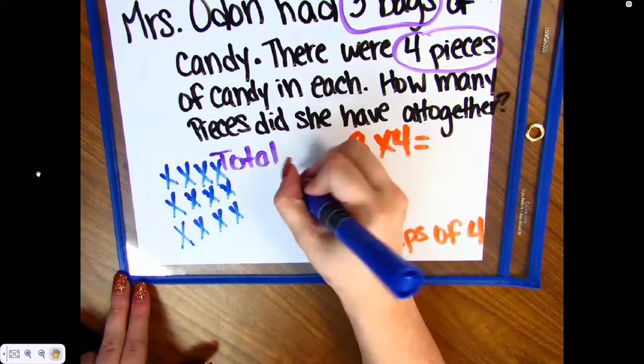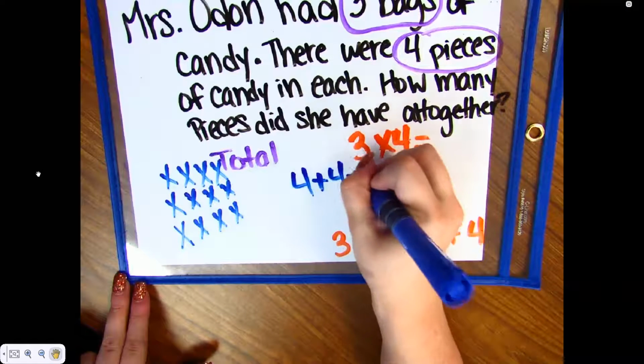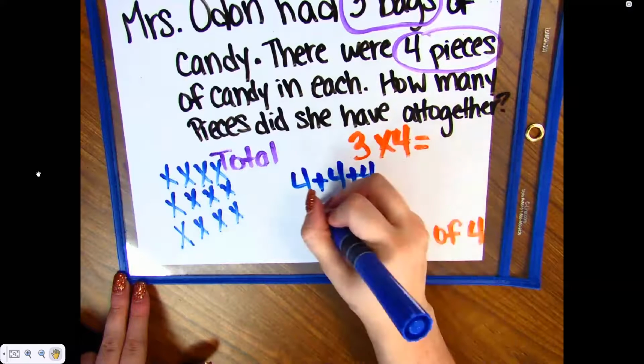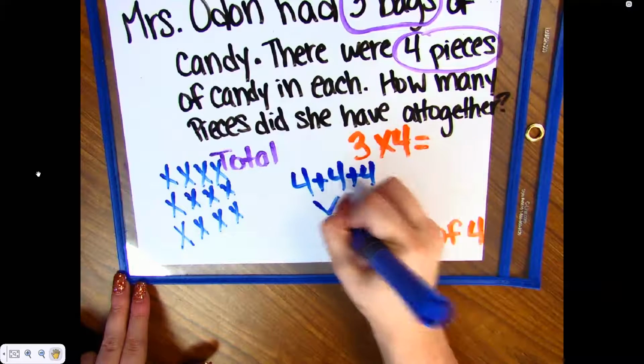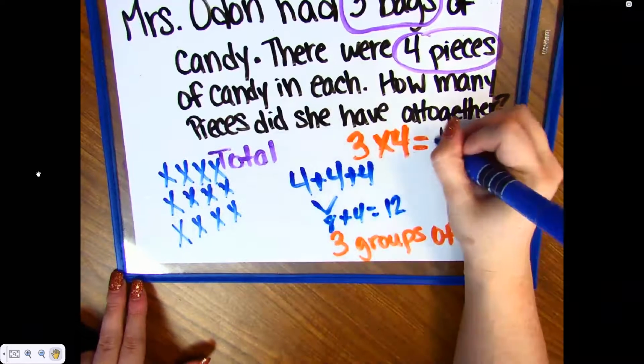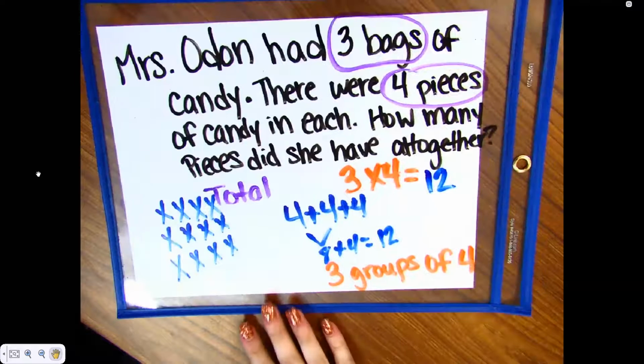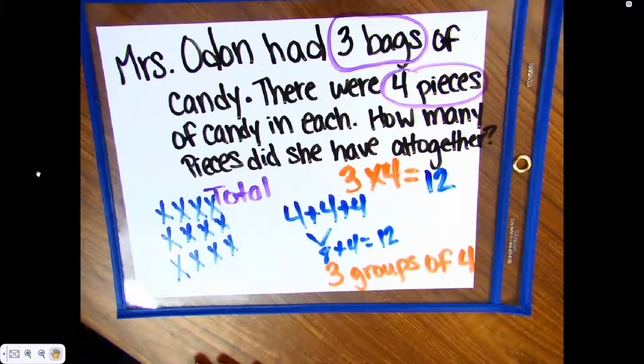I could also do repeated addition. I could do 4 plus 4 plus 4. And I know 4 plus 4 equals 8. Then I know another 4 equals 12. So I know she has 12 altogether. Okay? All right. So, y'all ready?